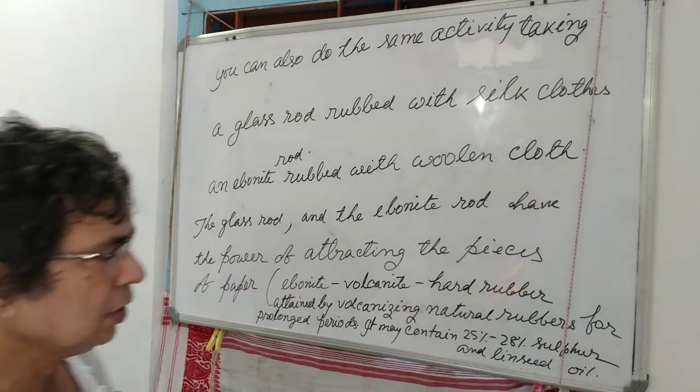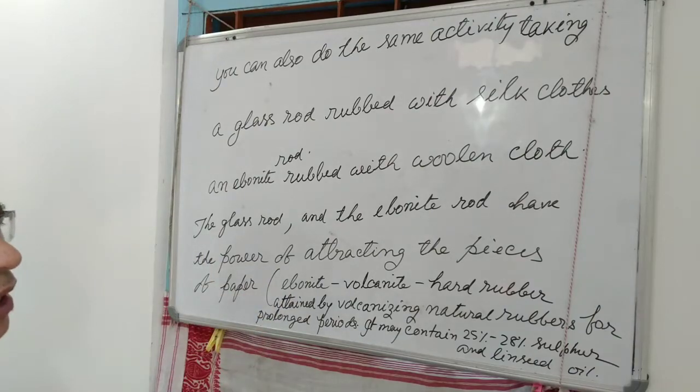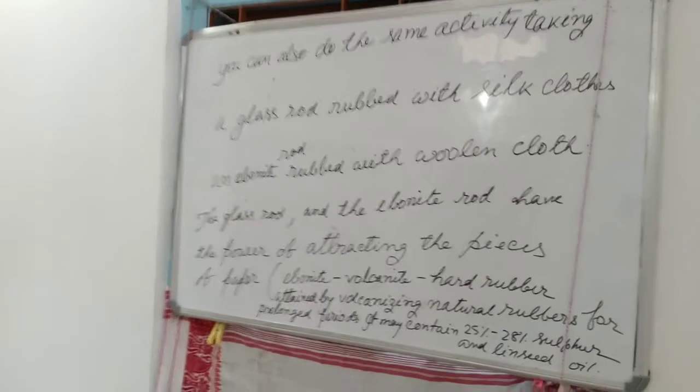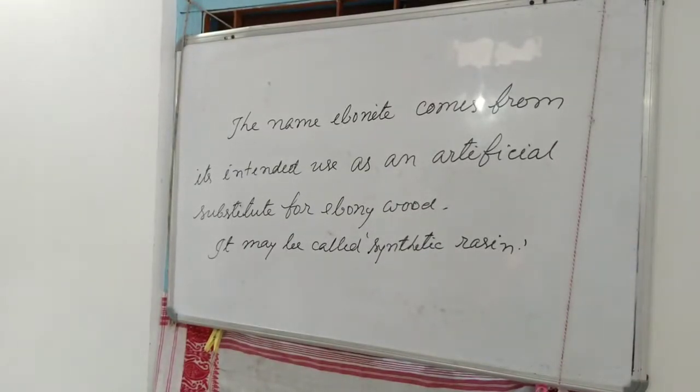Ebonite, its other name is vulcanite or hard rubber. It is obtained by vulcanizing natural rubber for a prolonged period. It may contain 25 to 28% of sulfur and linseed oil. The name ebonite comes from the intended use as an artificial substitute for ebony wood. It may be called synthetic resin also. It is a hard polished rubber obtained by vulcanizing rubber with a large amount of sulfur, used for the manufacture of combs, buttons, and electric insulation.